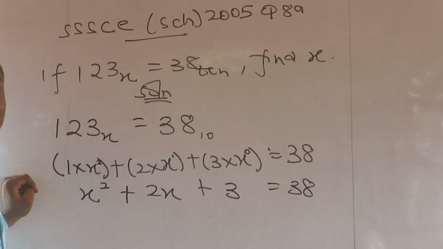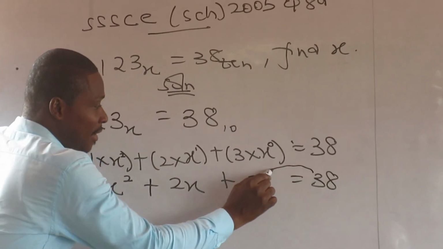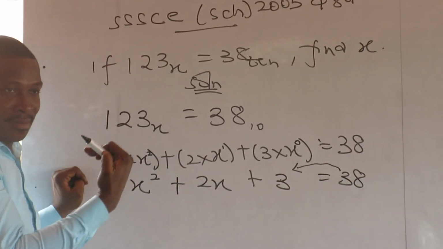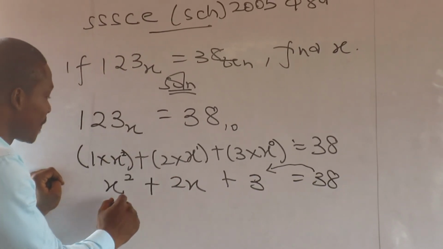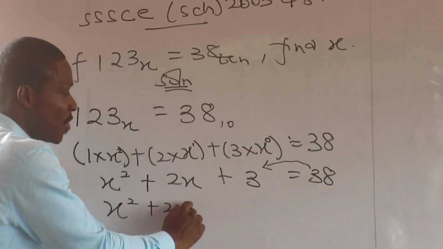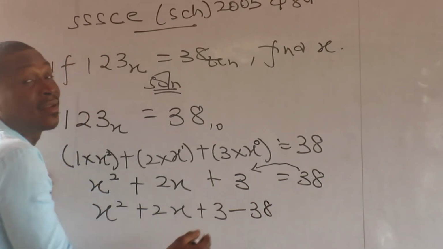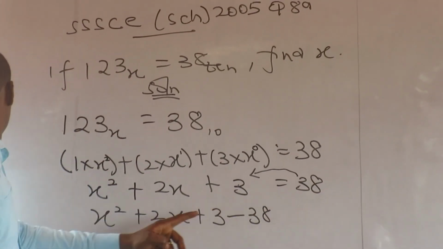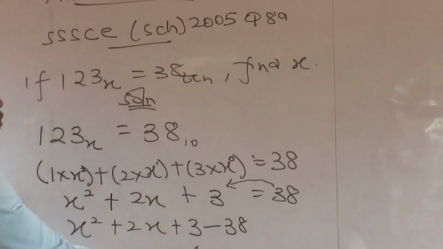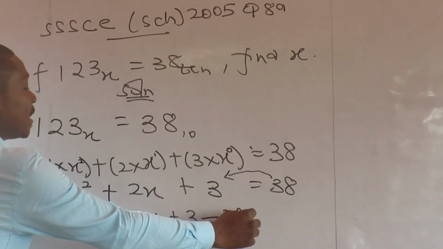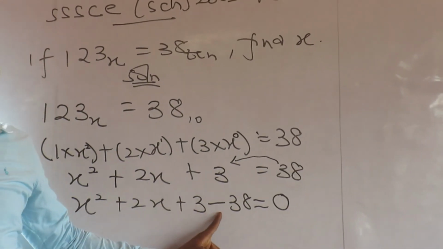I need to do rearrangement, right? And these numbers are similar. So the 38 comes in. See, that is the meaning of the arrow. It is coming in, in case you can see. X squared plus 2x plus 3 minus 38. Why minus 38? It was positive here. It was positive here, right? So it comes in there and leaves 0 here. It's negative here, right? Good.